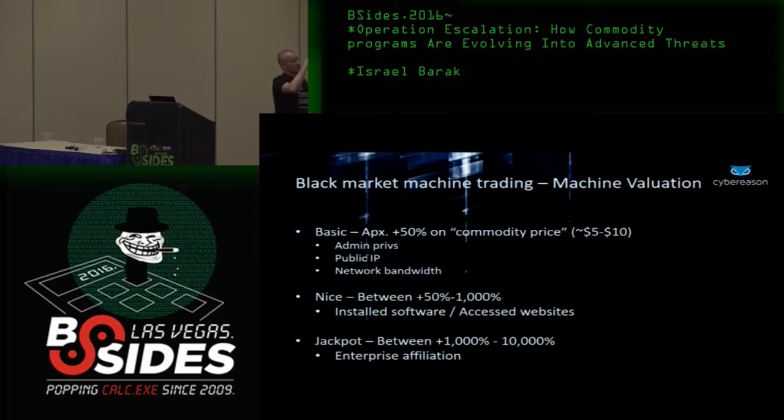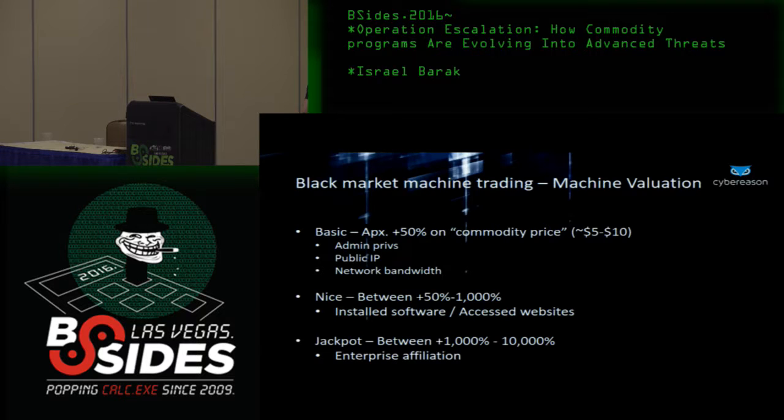Next level, which would add between 50% and 1,000% to the sales price, is the type of software that's installed on the machine and the applications, or typically websites, that it accessed. Actually suggesting the type of usage, right? If it's a point of sale, there's something I can grab off of it. If I see access to multiple banking applications, there's something I can grab off of it, right? So these have a nice impact on the price.